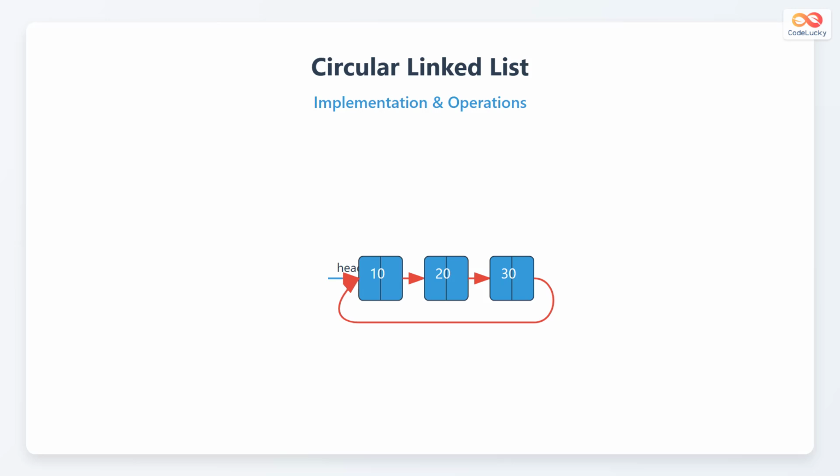Let's explore circular linked lists. We will delve into their implementation and the various operations that can be performed on them. A visual representation is provided on the screen, showing a circular linked list with a head pointer and nodes containing the values 10, 20, and 30. The last node points back to the first, creating a closed loop.